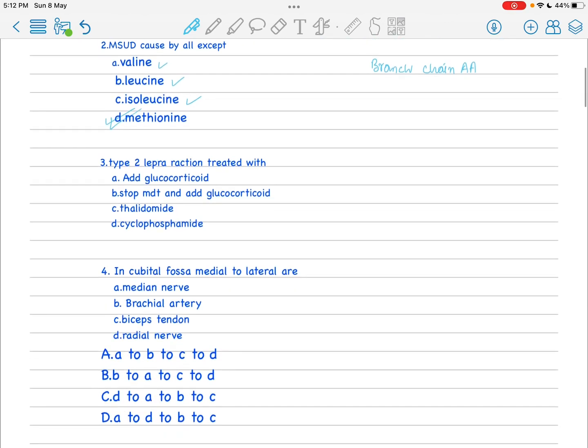Next is a very favorite question in NEET PG also, and in INICET they asked it too. It is a very common question: type 2 lepra reaction is treated with, and you know it is very simple, just add glucocorticoids.